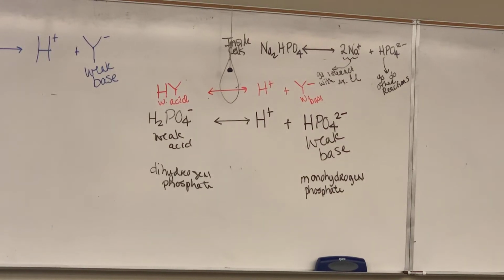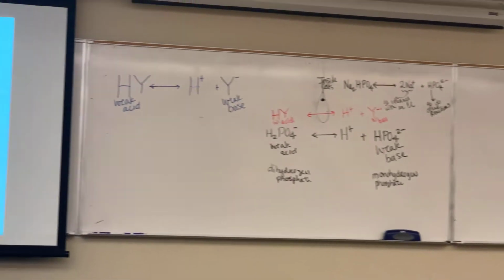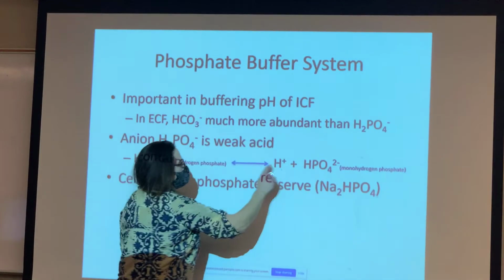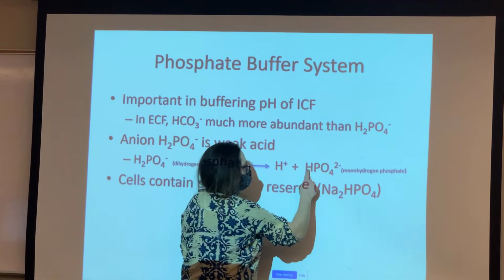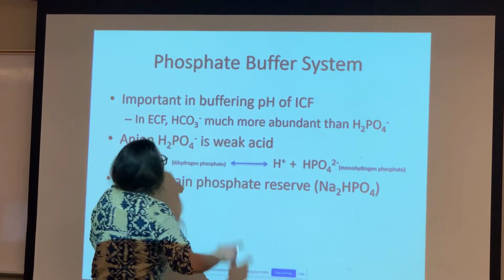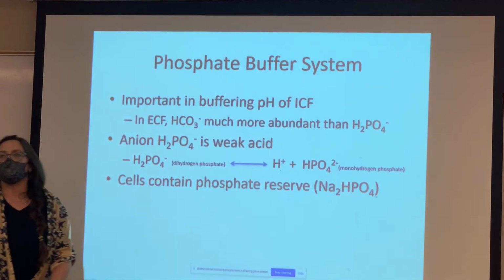Now over here, why the formatting is a little bit weird. So here we've got dihydrogen phosphate, releases hydrogens, and our anion, monohydrogen phosphate. Oh, I fixed it. Okay, never mind. It used to be weird, I fixed it.